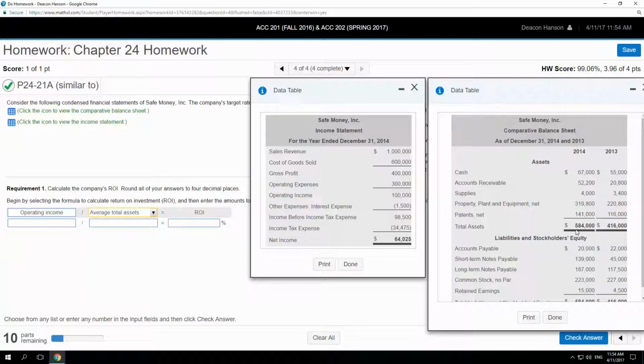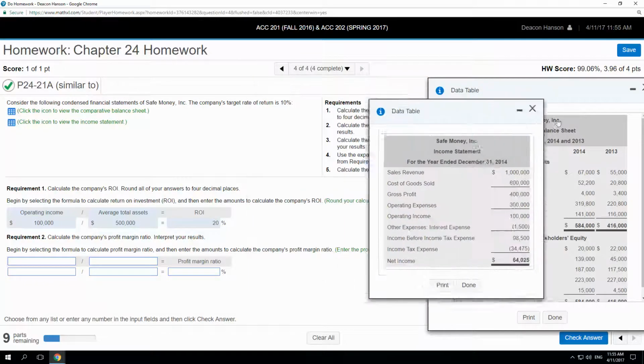Okay. So we'll take the total assets and add them together for each year. 584,000 and 416,000 is $1 million. We divide that by 2 to get the average of 500,000. And then our operating income is 100,000, so it makes it real easy. 100,000 divided by 500,000 is 1/5 or 20%.